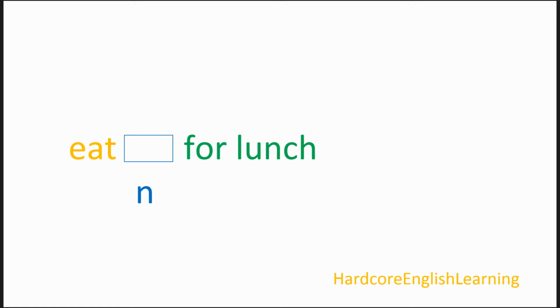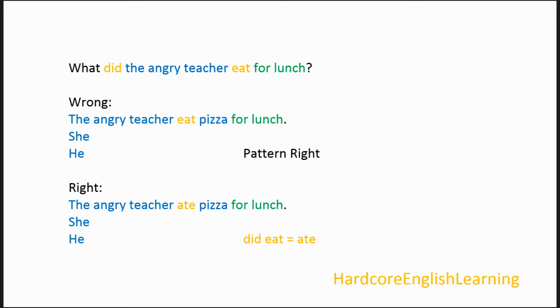And they already know some patterns, and perhaps they get a question like this: what did the angry teacher eat for lunch? And perhaps on their writing assignment or their test, they might use a sentence like, "The angry teacher ate pizza for lunch." They might just say she, they might just say he. There might be a picture. They might say he if the teacher is male, they might say she if the teacher is female. The pattern is right, eat, and then they said some kind of food, and then they said for lunch. They said eat pizza for lunch. They did not say eat for lunch pizza. The pattern is right, but the answer is wrong.